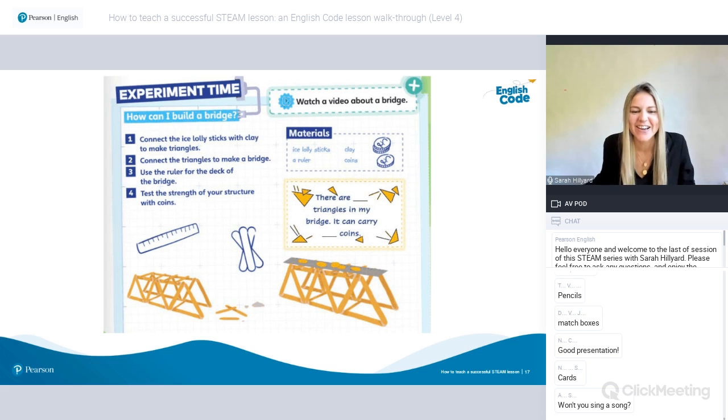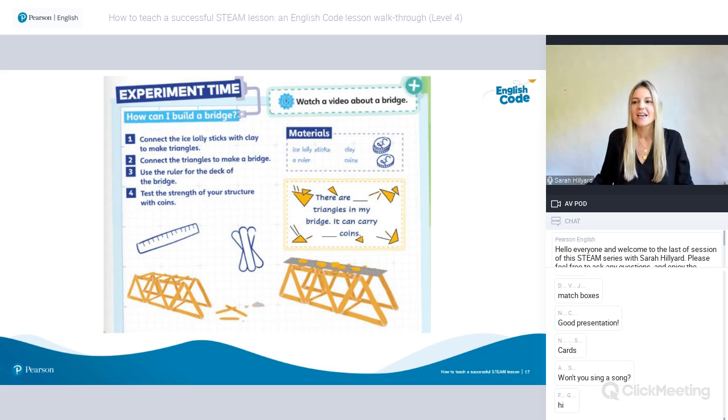Why don't you sing a song, says Anna. Yes, I did sing a song in the last lesson walkthrough because that was grade 1. So I sang a little song. In grade 4, I don't know if I would, but if you want, I will.